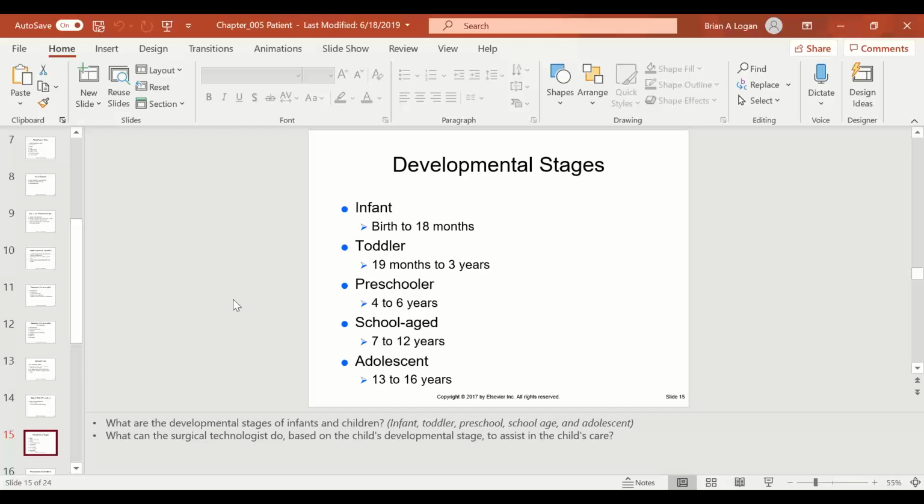But yes, so we separate these chronologically, and then there are certain things we have to take into account if you're working on infants, because there's only a certain amount of local that we can inject into these patients. The dosage of medications is always based on the patient's weight, so how much local they can receive depends on how much the patient weighs.